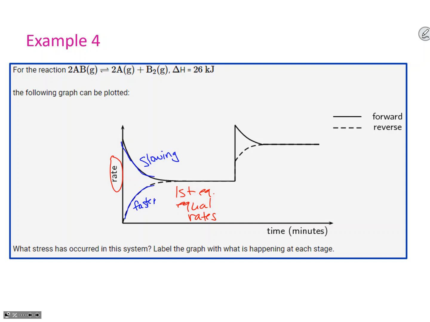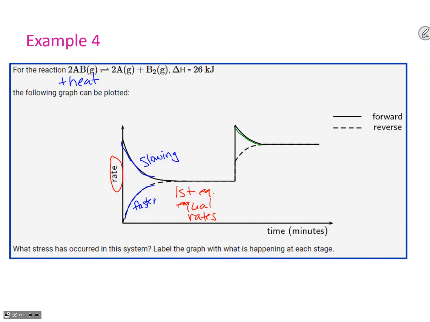Now what do we know about our reaction up here? 2AB gives us 2A and B diatomic, and our delta H is 26 kilojoules. What does that tell us? This is endothermic, that means heat is over here. We're reading our graph correctly. Which one, the forward or the reverse, increases their rate initially? Which one is higher initially? If you look here, the forward is initially higher, so what does that mean about the direction it's going? It's going towards the products, right?